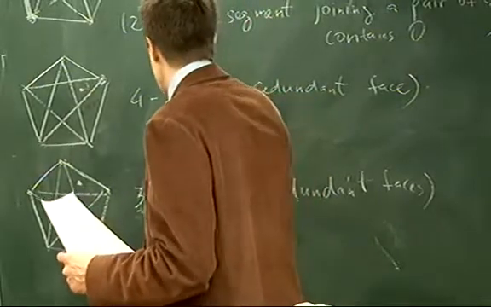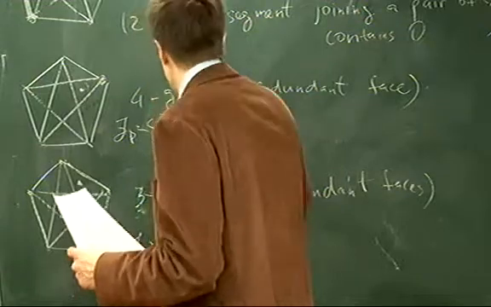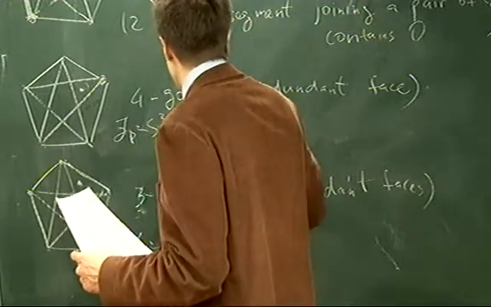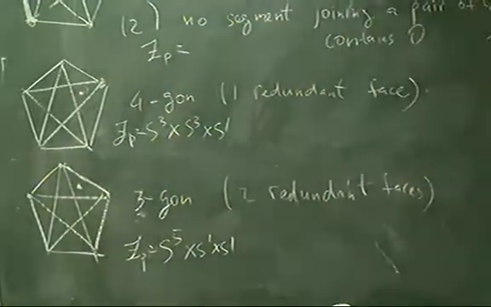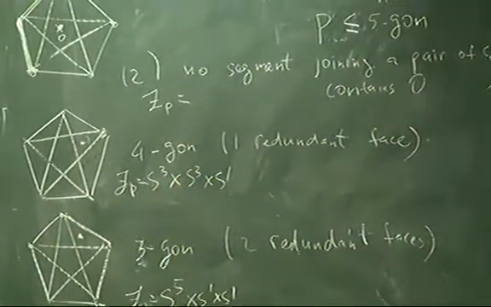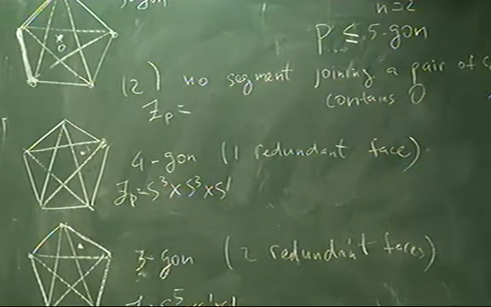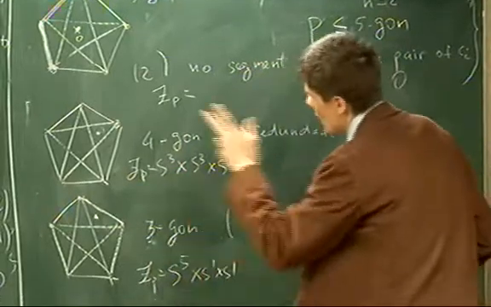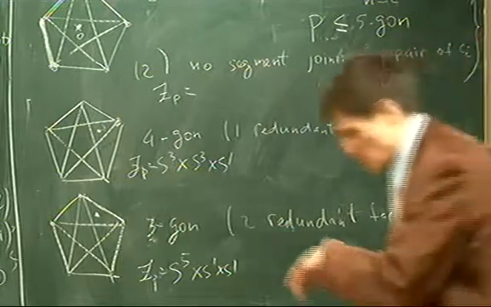Here you have S3 cross S1. And here you have something which is quite complicated. I won't tell you yet what it is, but it's a manifold with much more complicated topology than those two. I'll give you an answer probably on Wednesday, when we get some information about the topology of those manifolds.